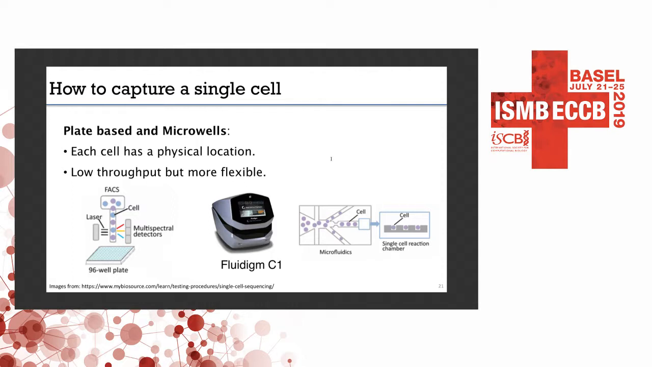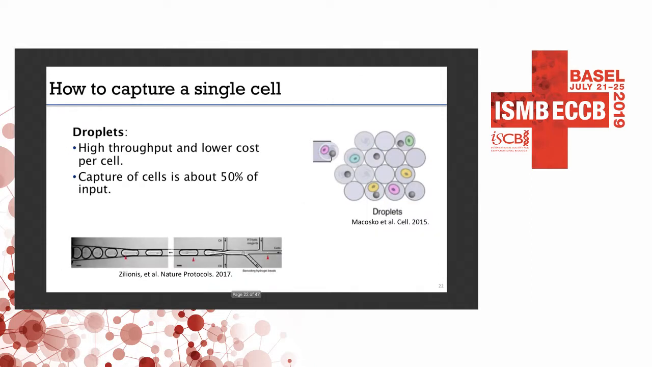You can interrupt more of the steps in between, so you can manipulate specific protocols. And so that was one of the first ways of collecting single cells. The newer way to do this, which is much more high throughput, is to do droplets.